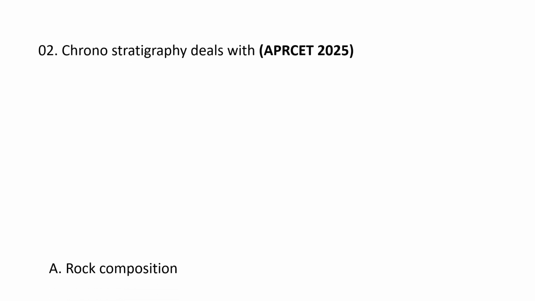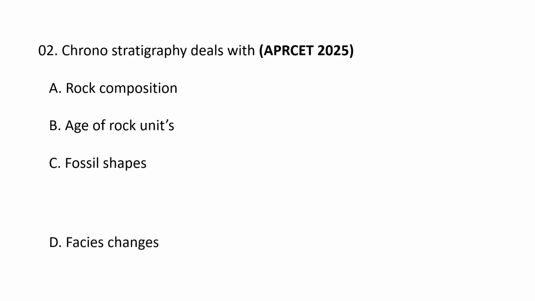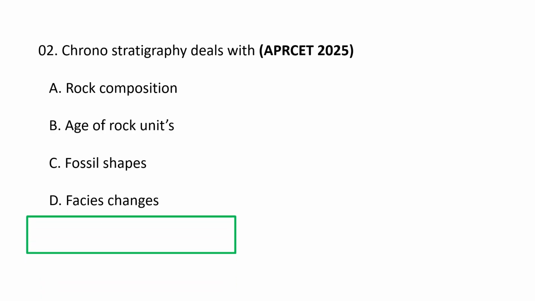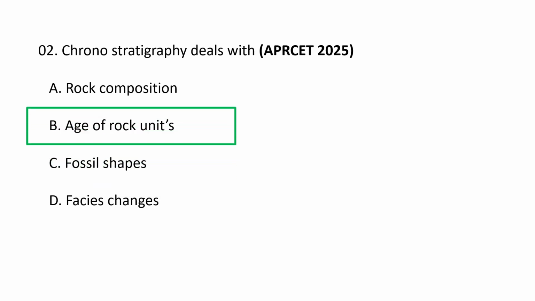Next question. Chronostratigraphy deals with A. Rock composition, B. Age of rock unit, C. Fossil shapes, and D. Facies changes. The correct option goes as B. Age of rock units. Chronostratigraphy deals with the study of the age of rock strata in relation to geologic time.